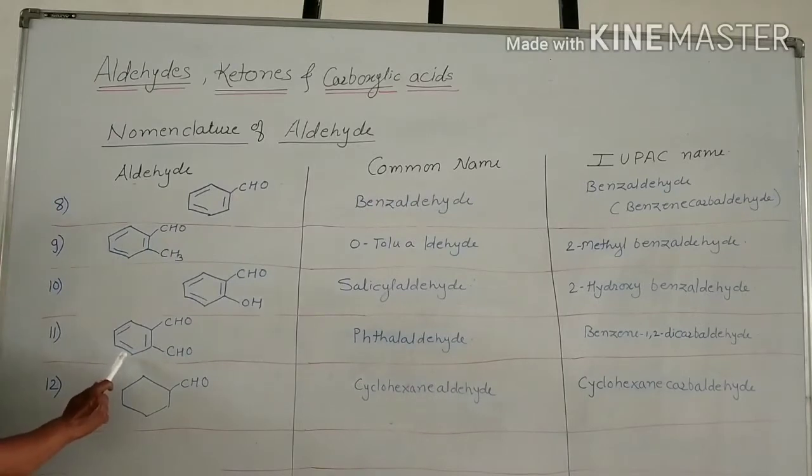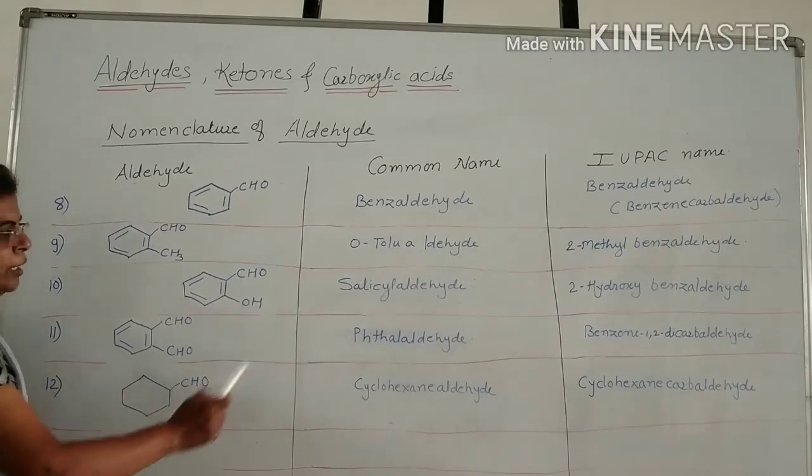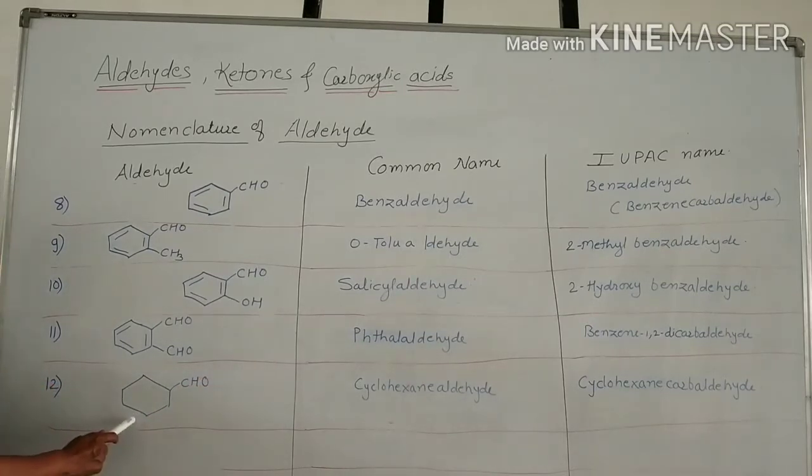And IUPAC name of this compound is benzene 1,2-dicarbaldehyde. Now this one, this is cyclohexane ring which is attached to aldehyde group, that is CHO group. Now common name of this compound is cyclohexane aldehyde, and IUPAC name of this compound is cyclohexane carbaldehyde.